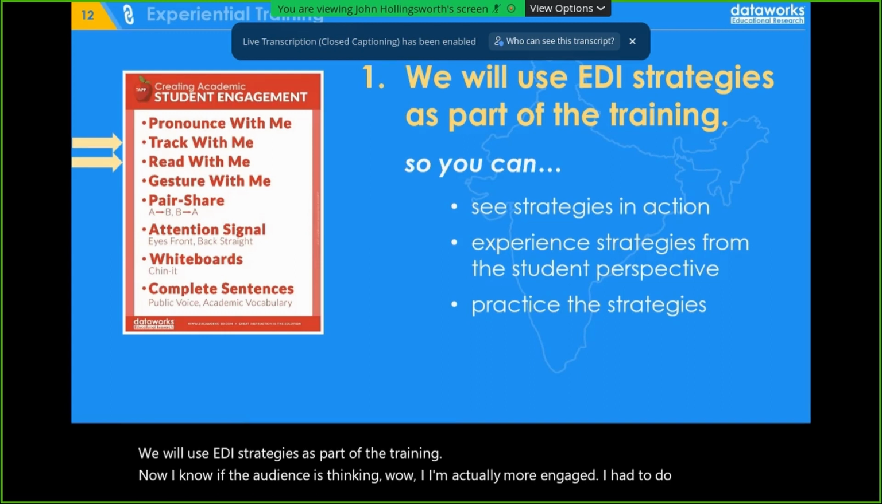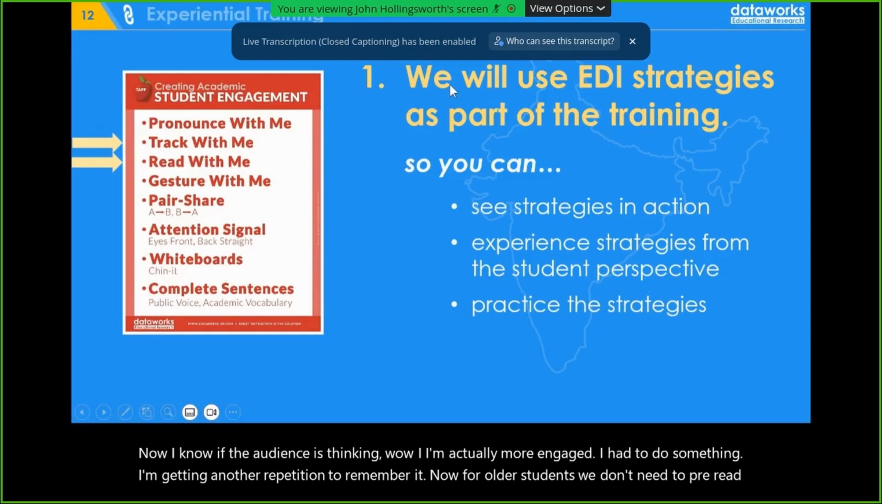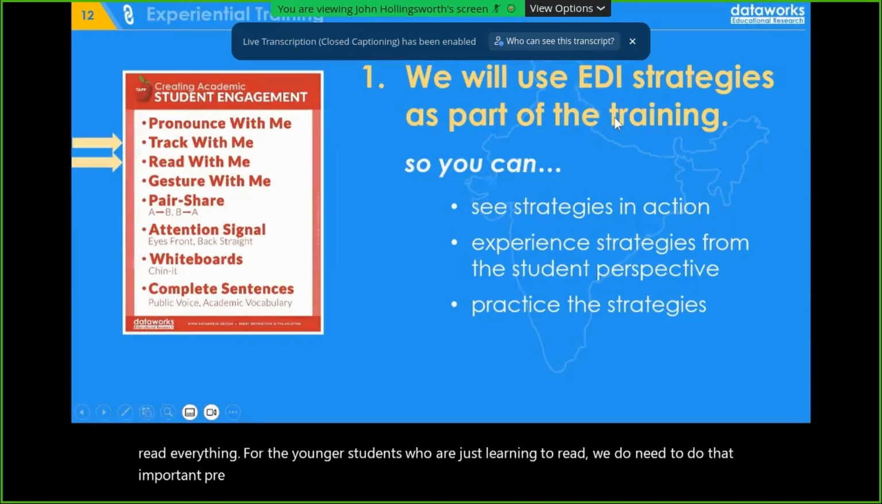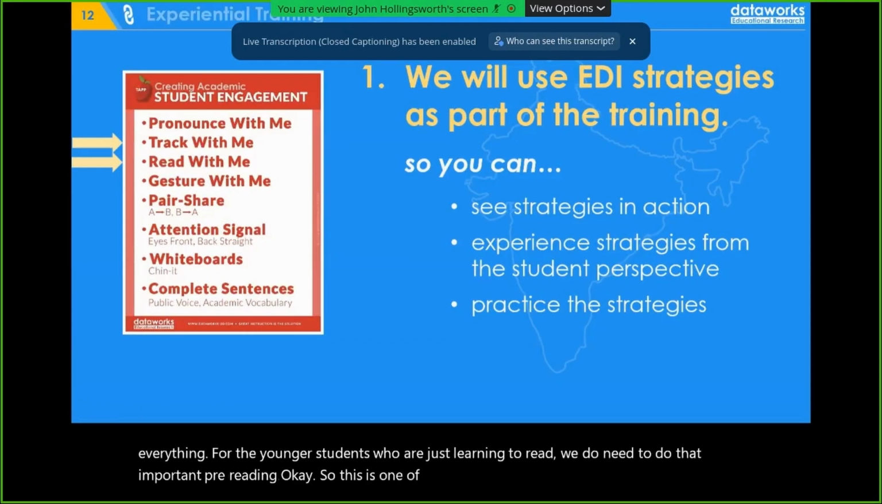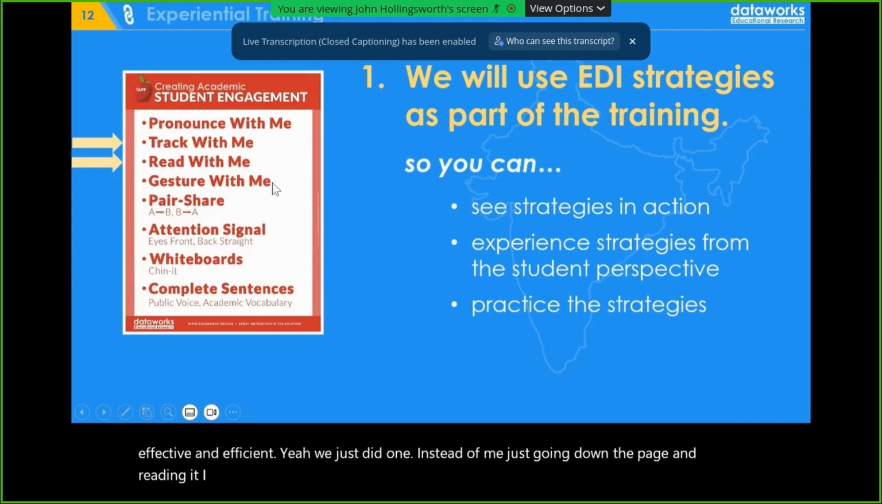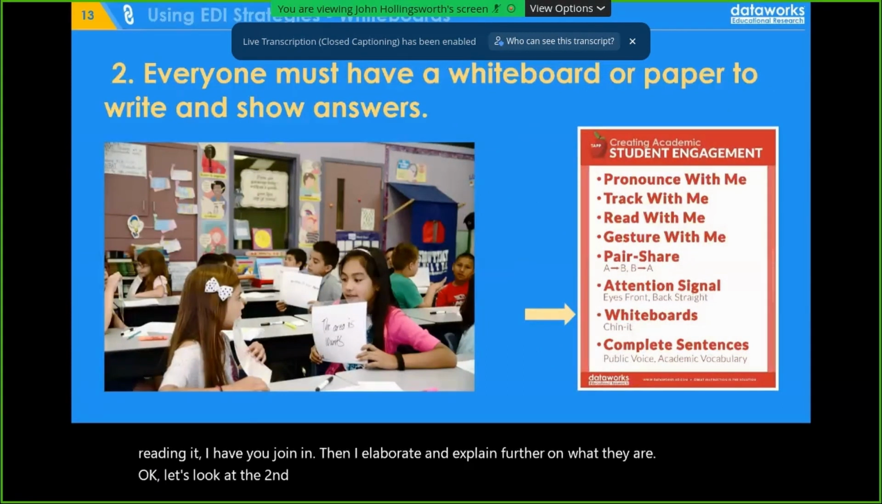Now, I know the audience is thinking, wow, I'm actually more engaged. I had to do something. I'm getting another repetition to remember it. Now, for older students, we don't need to pre-read everything. For the younger students who are just learning to read, we do need to do that important pre-reading. Okay, so this is one of our strategies. Can instruction be more effective and efficient? Yeah, we just did one. Instead of me just going down the page and reading it, I have you join in. Then I elaborate and explain further on what they are.